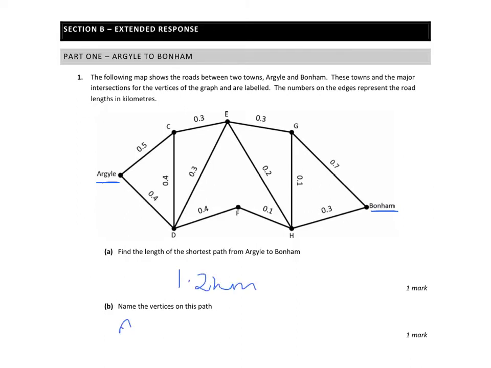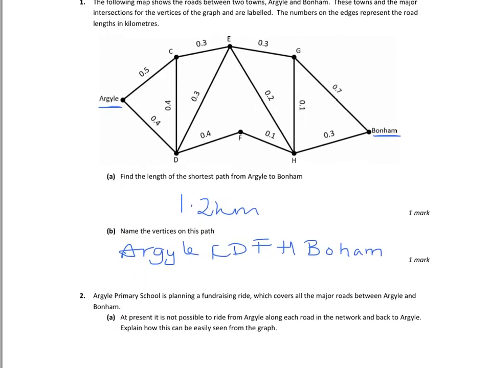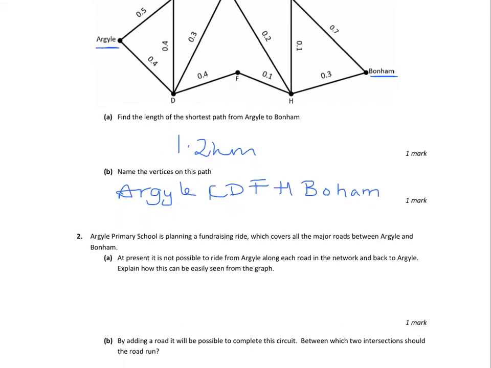And we go from Argyll to C, D, F, H and then Bonham. And note, we do have to show all of the labels there, so you do have to say from Argyll and through.